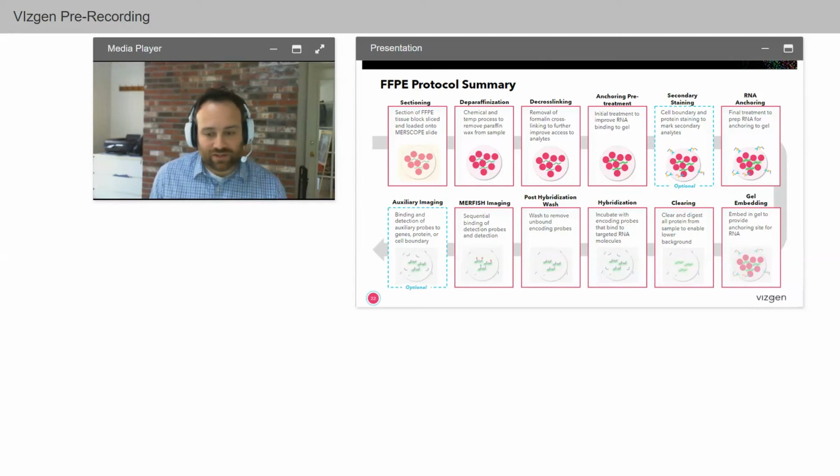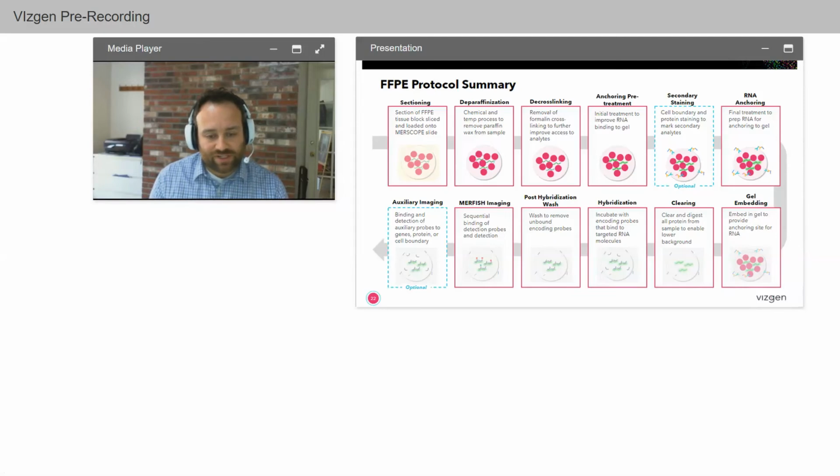Gel embedding and clearing are critical components of our protocols. We think that they help in our detection, our sensitivity, and our specificity. Right, so first we embed the gel, we anchor those RNA transcripts to the actual gel itself, and then we clear and digest all of the protein from the sample. And that lowers the background and gets us those highly sensitive signals.